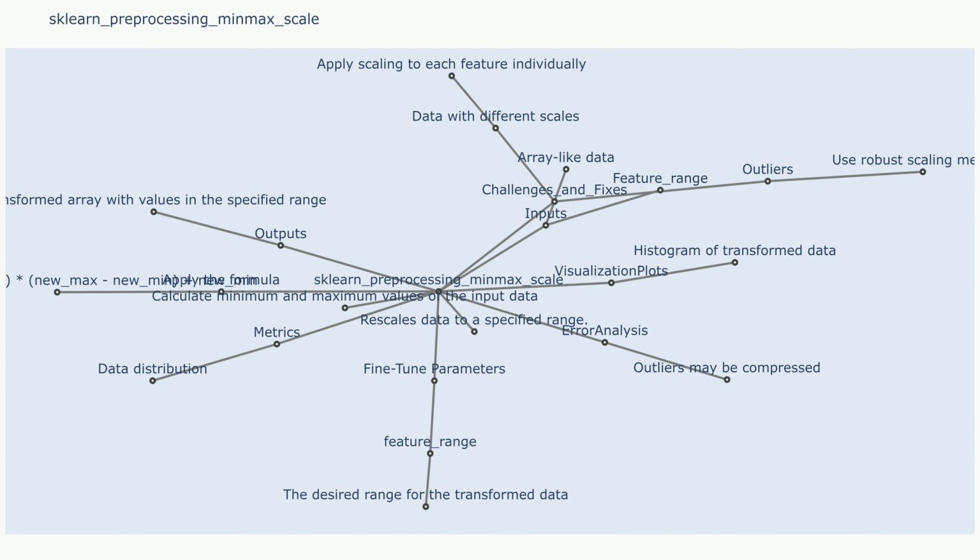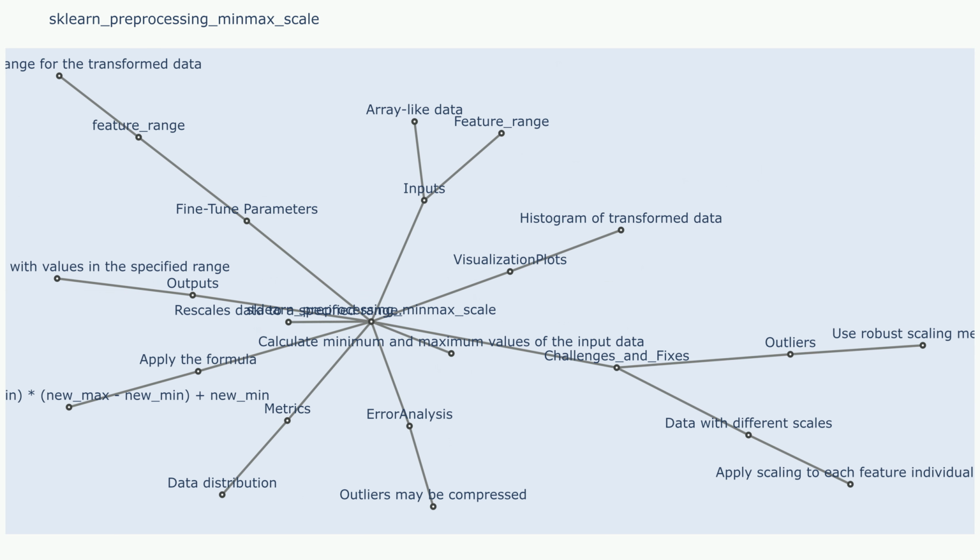Challenges and fixes. Challenge 1: sensitive to outliers. Outliers can significantly impact the scaling, especially if the minimum and maximum values are heavily influenced by outliers. Sample use case that resulted in challenge 1: a dataset containing feature values with one extremely high outlier, causing the scaling to be skewed towards the outlier's range.